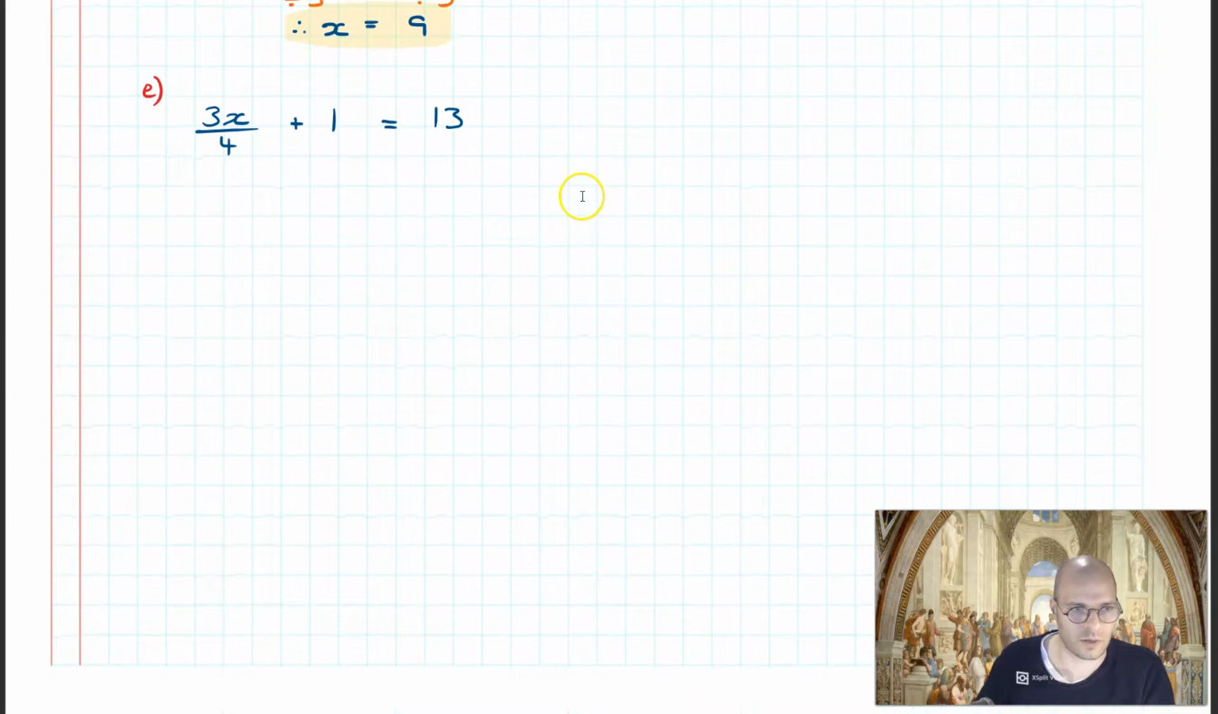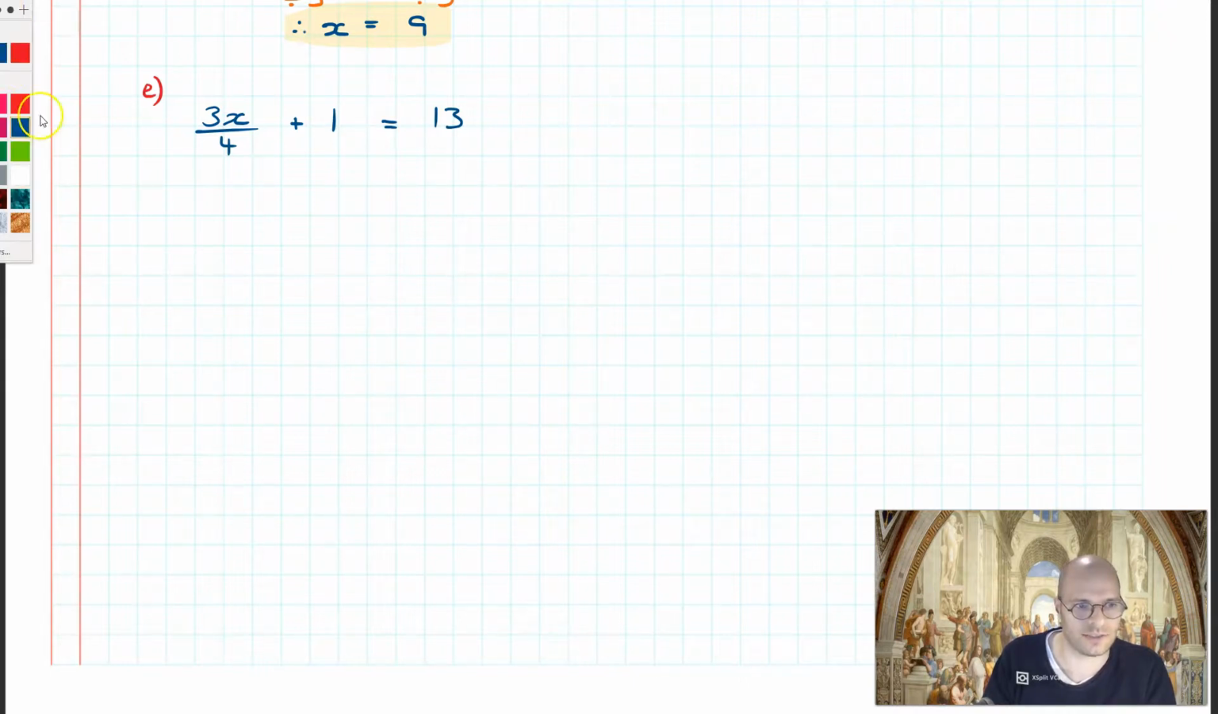Alright, final one and trickiest of them all. We have 3x over 4 plus 1 equals 13. What we're going to do to solve this is exactly what we did with all the other ones, in that we are going to construct a flowchart. Now, constructing the flowchart for this, we're going to have a look at how we put together the left hand side.